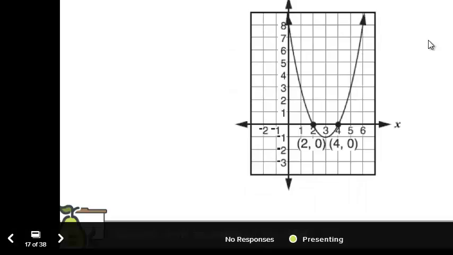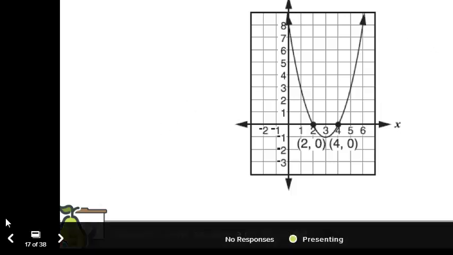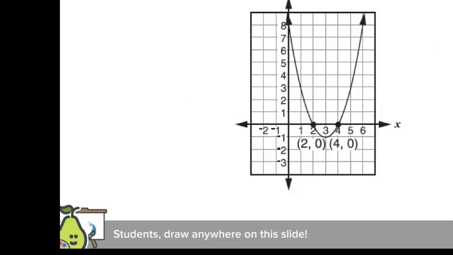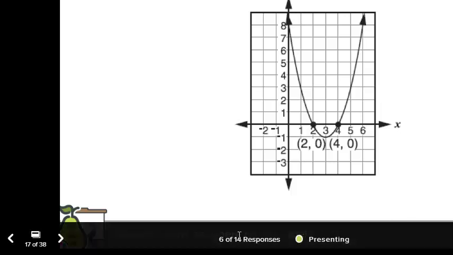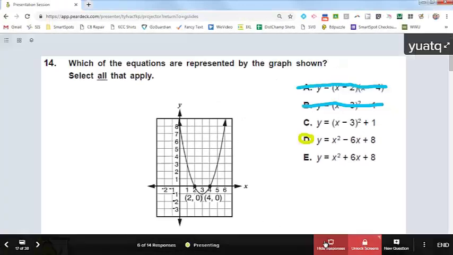All right, next. Which of the equations are represented by the graph shown? Select all that apply. I'm going to give you another 2 minutes. And go. Okay, time is up. Are you all right? Time is up. Log those answers. Some of you, I have them now, I think. Lock your screens. All right, let's see what we've got.